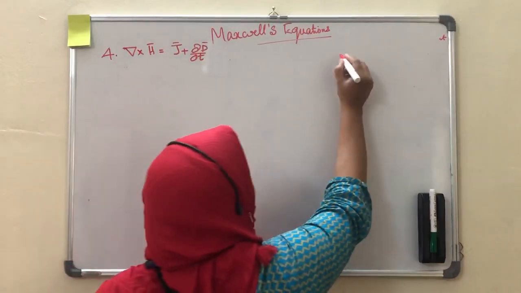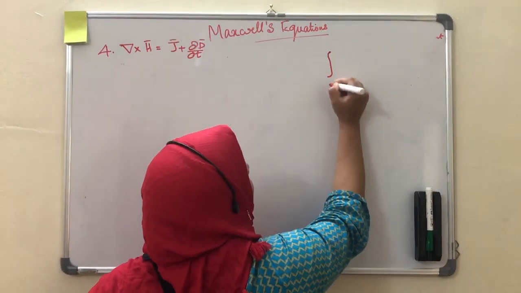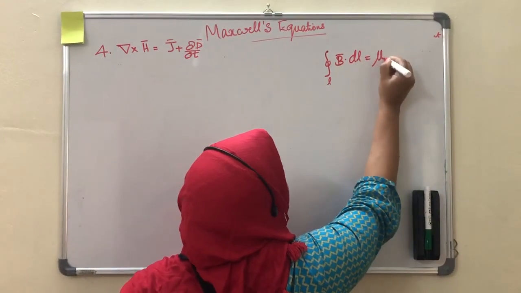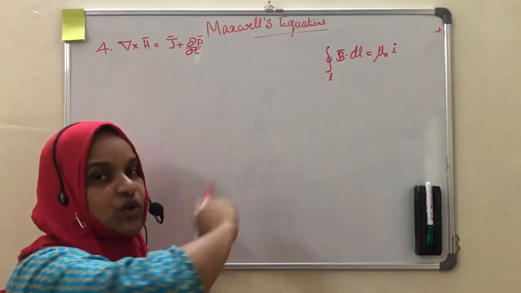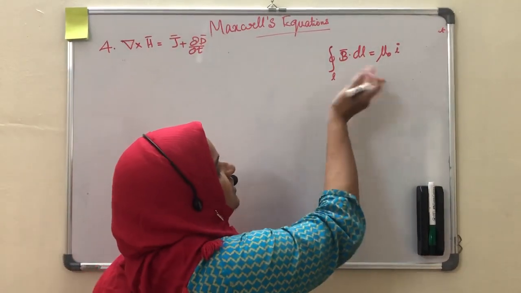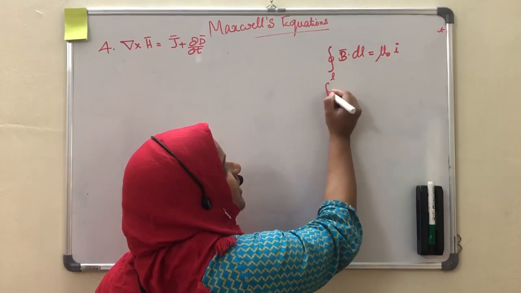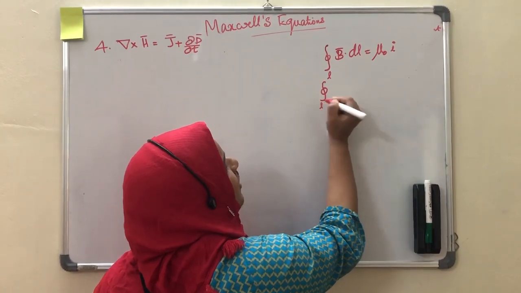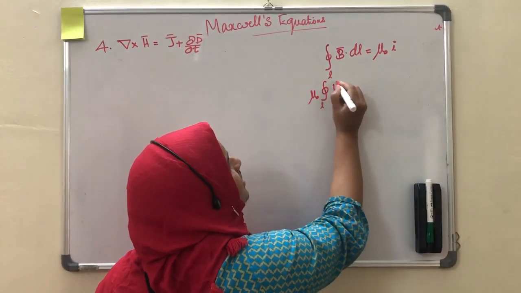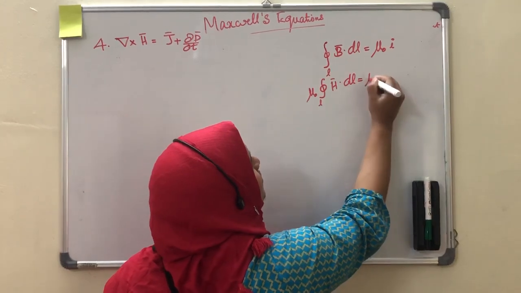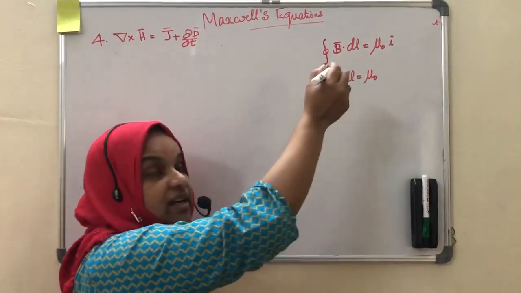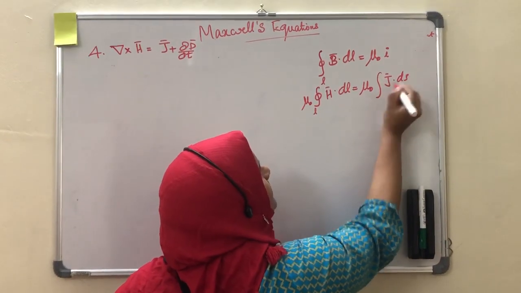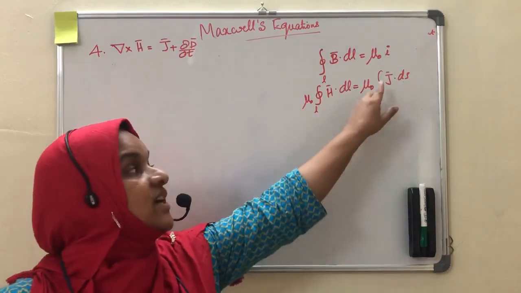Ampere's circuital law states that the line integral of B dot dl is equal to mu 0 times the current enclosed in the circuit, that is mu 0 times I. We can convert this in terms of magnetic field vector H, that is, the line integral of mu 0 times H dot dl is equal to mu 0 times I, where I is the net current, which will be the surface integral of J dot ds, where J is the current density.